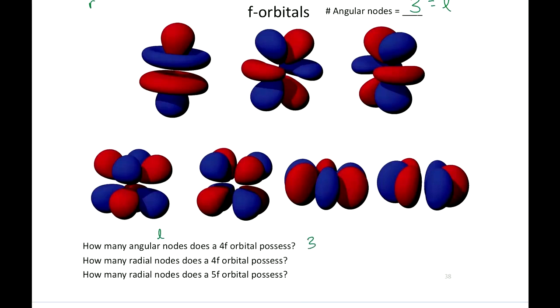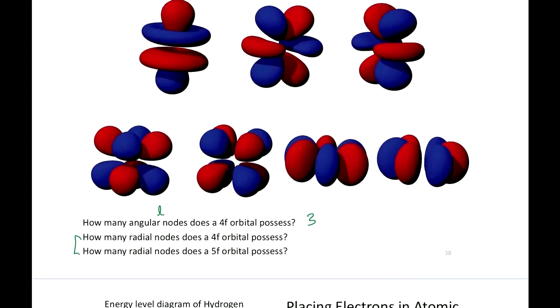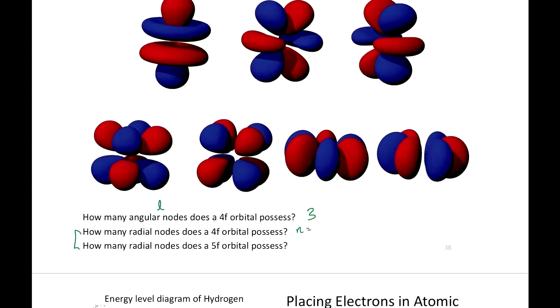So it doesn't matter if it's 4F, 5F, 6F, all those F orbitals are going to have 3 angular nodes because of the F component, the L value. All right, how many radial nodes does a 4F orbital possess? So a 4F orbital, N equals 4, and L equals 3. So what is the number of radial nodes present? How many? 0, yes. So the graph is just going to look like 1 hump. That's it, 1 hump, because 0 radial nodes.